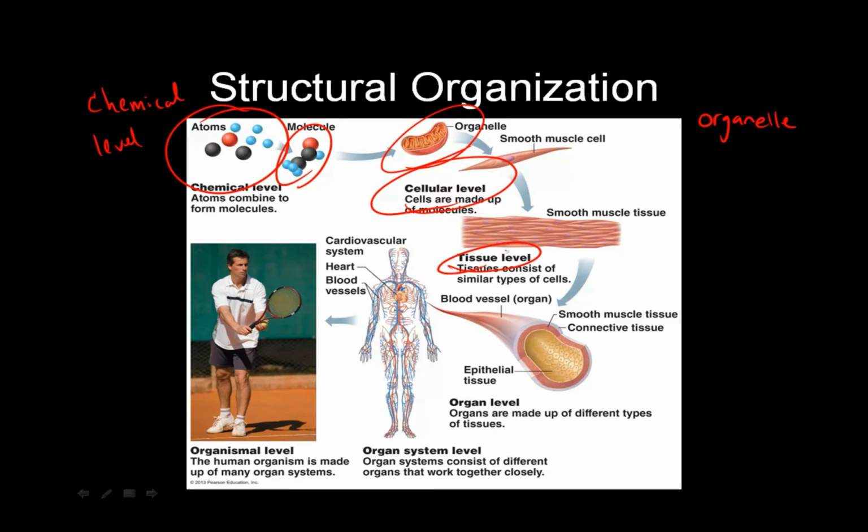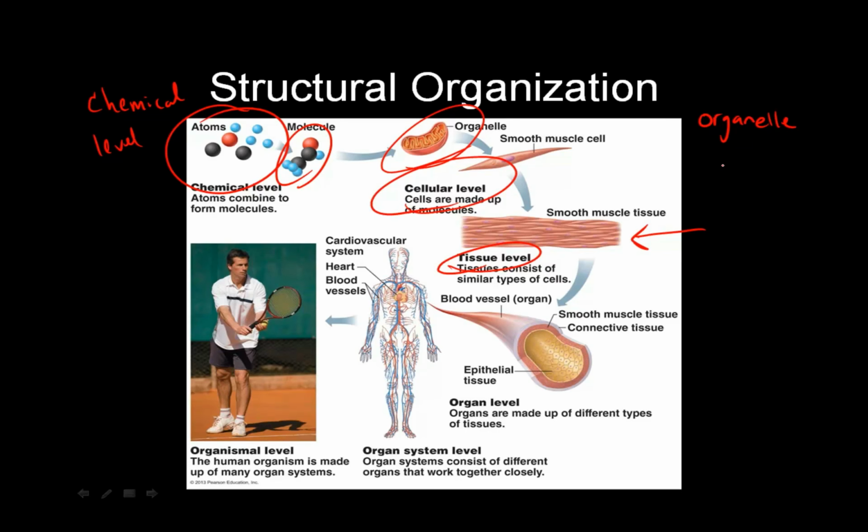tissue level. Okay, so tissues are composed of similar cells that work together. They have the same function. So they're similar types of cells that have the same general function. So here in this particular image, we're looking at smooth muscle tissue. Okay, so it's got lots of different cells. They're very similar in structure, and they're all working together for the same function.